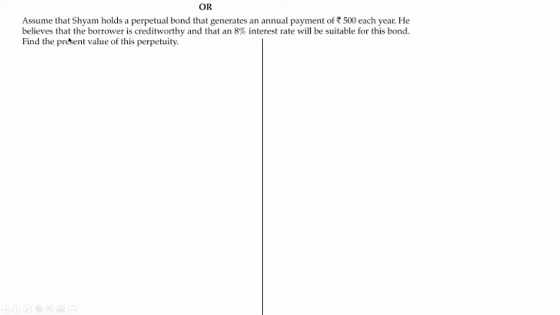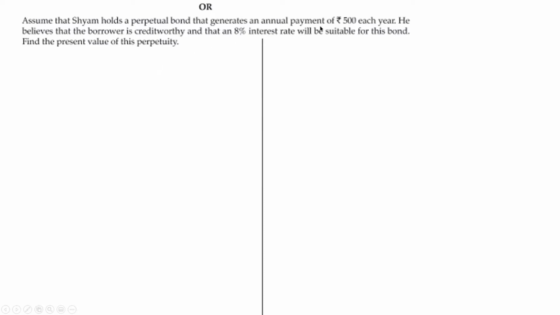Moving on to the next question. Assume that Shyam holds a perpetual bond that generates an annual payment of rupees 500 each year. He believes that the borrower is creditworthy and that an 8% interest rate will be suitable for this bond. Find the present value of this perpetuity.